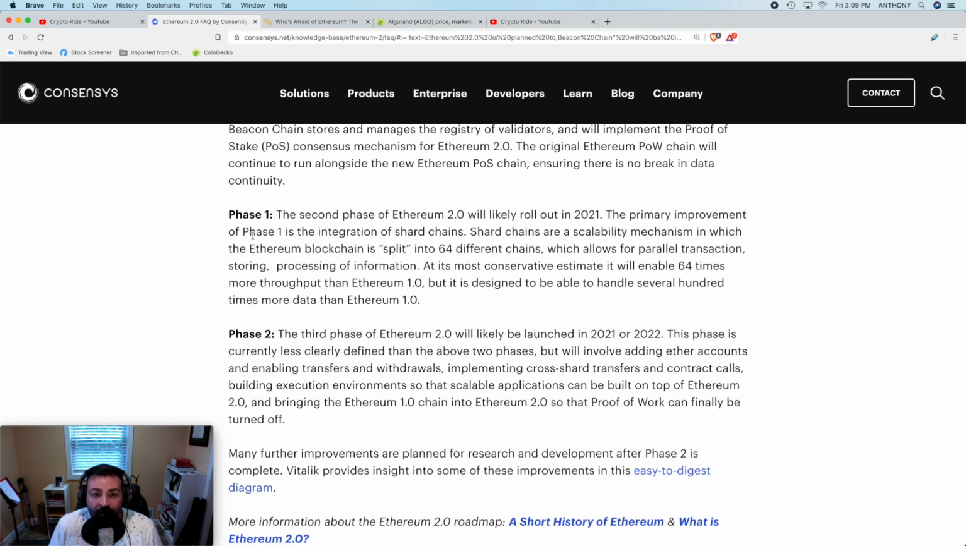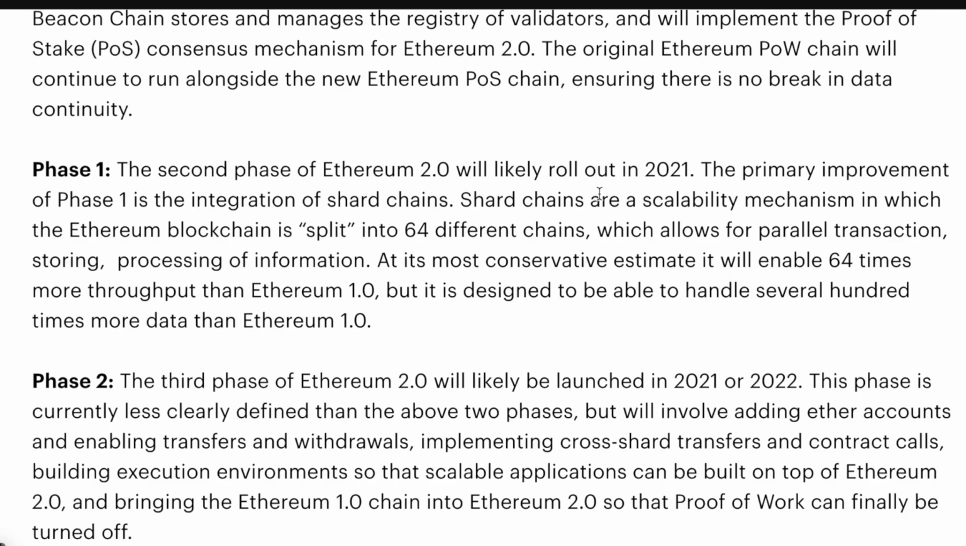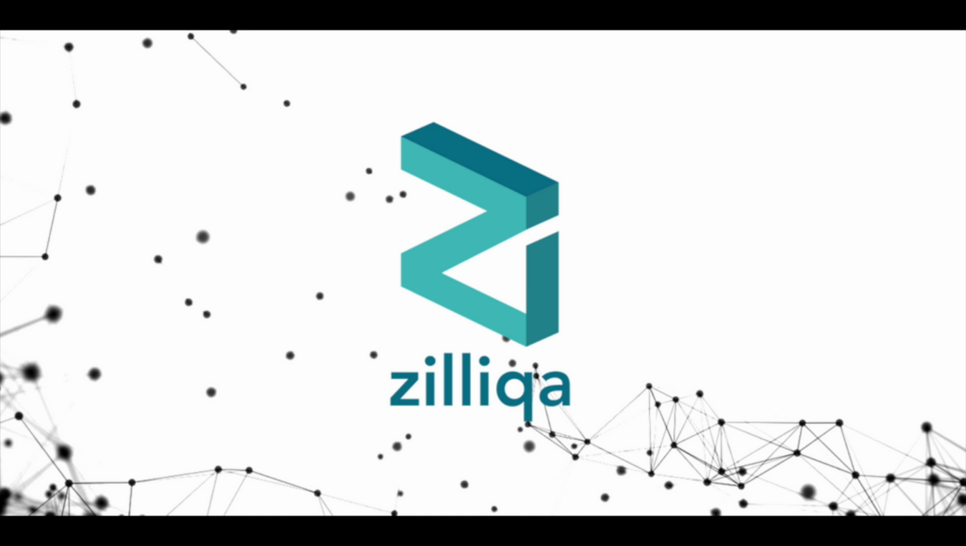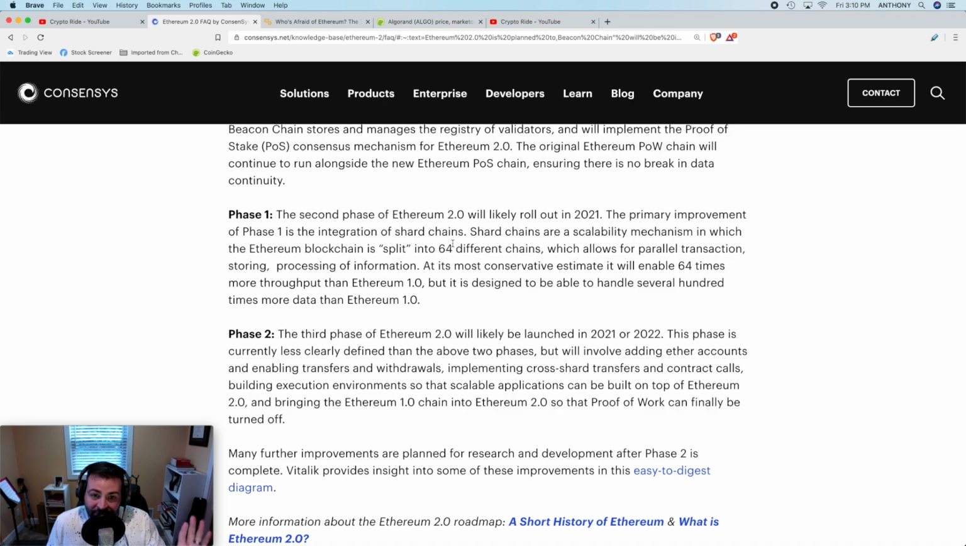In Phase 1, the second phase of Ethereum 2.0 will likely roll out in 2021. So we're still looking at maybe potentially even a year from now before this happens. The primary improvement of Phase 1 is the integration of shard chains. Sharding is something that Zilliqa already does, okay? And not just Zilliqa, there are other smart contract platforms that are already implementing sharding as well out there.